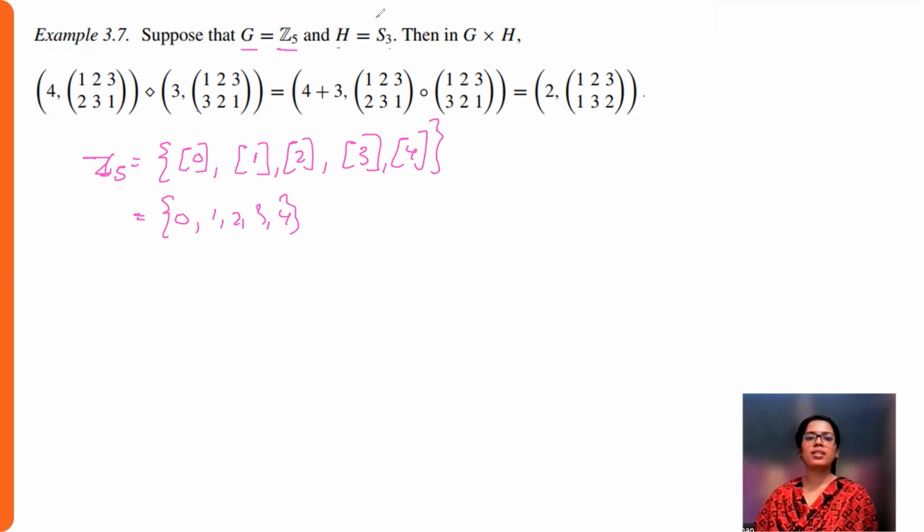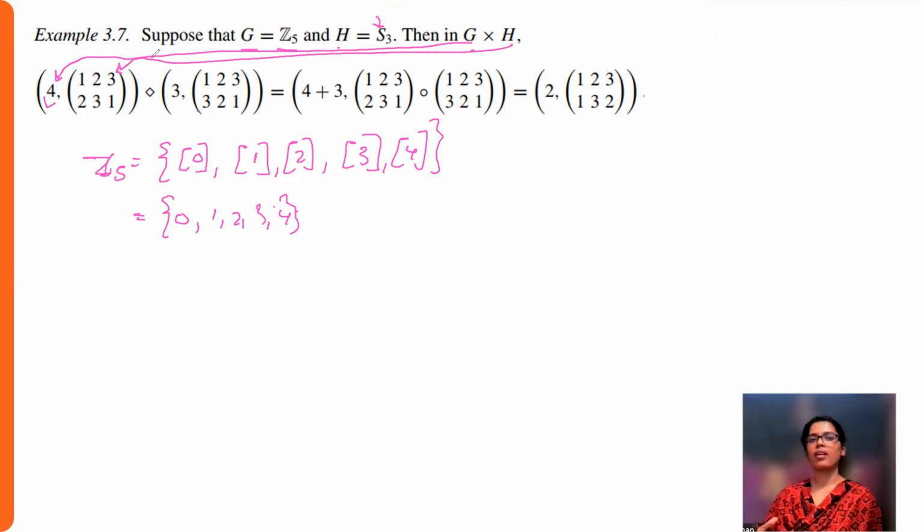It is the symmetric group on the elements of permutation of three elements. So if you want to define G cross H, the first element of the direct product we are taking is from G, and the elements of G are 0, 1, 2, 3, 4. These are not the only elements, they are the class elements, okay? So in the first class we are taking 4, and the second element we are taking is a permutation on H. Similarly, the second element is 3 and this.